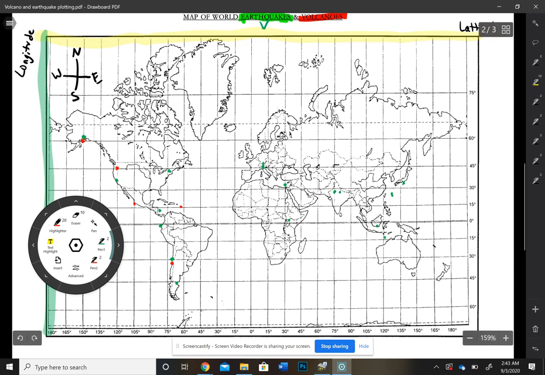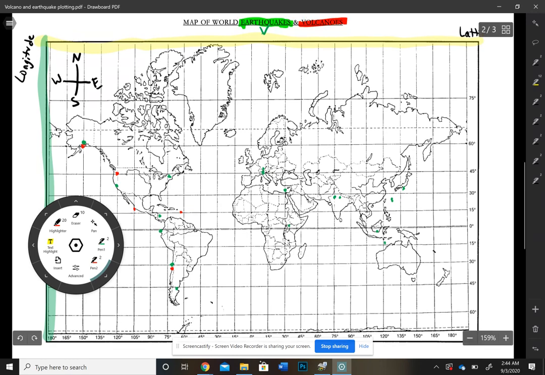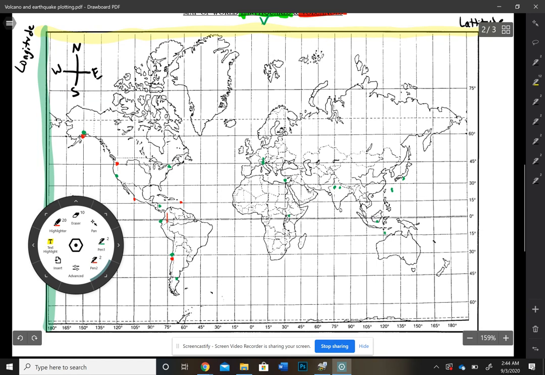We've done all the earthquakes. Okay. Change our colored pencil. Now we are on volcanoes: 0, the equator, and 75 west. So 0, 75 west. Oops.